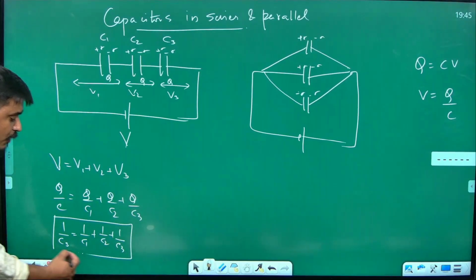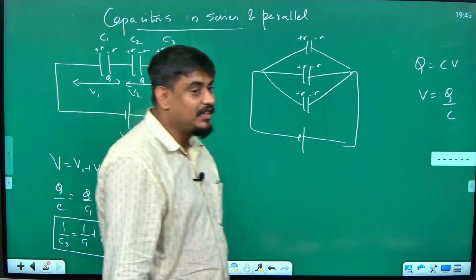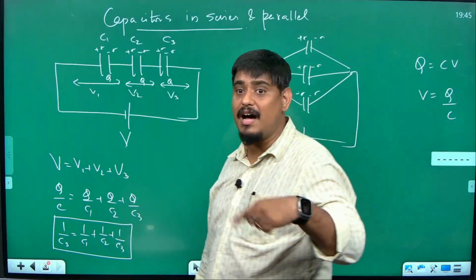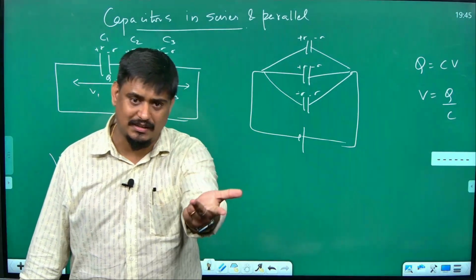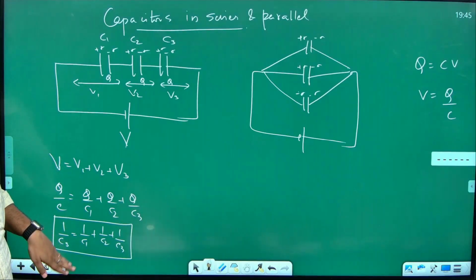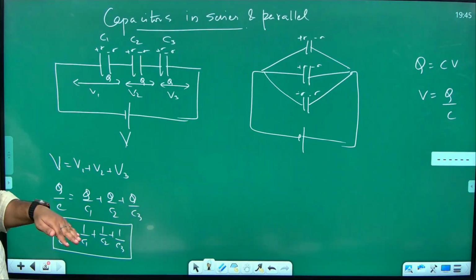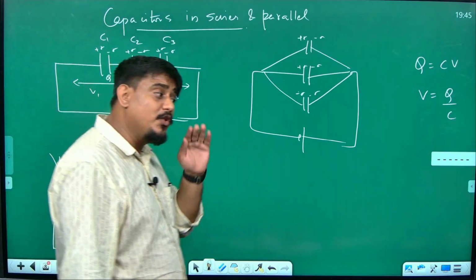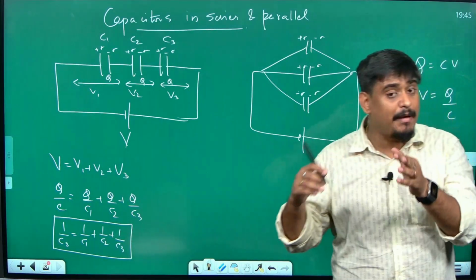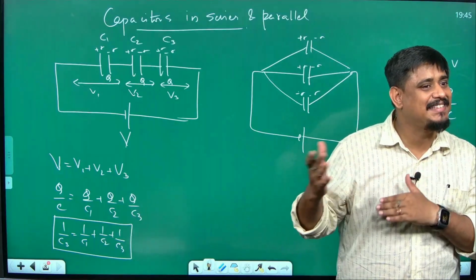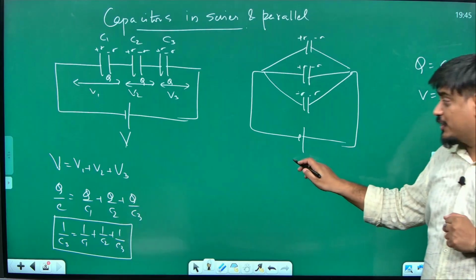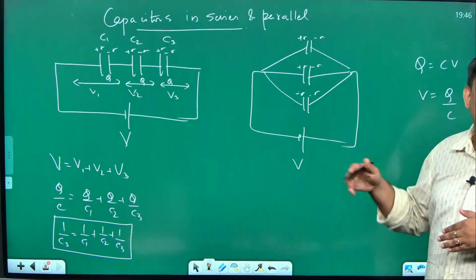Exactly opposite of what happened in resistors. In resistors, if they were in series, you got R series as R1 plus R2 plus R3. Here I am getting 1 by C series equal to 1 by C1 plus 1 by C2 plus 1 by C3. What you should remember? You should remember that in series connection, potential may be different, but charge remains same. What will happen in the case of parallel connection? Potential remains same, charge will be differing.